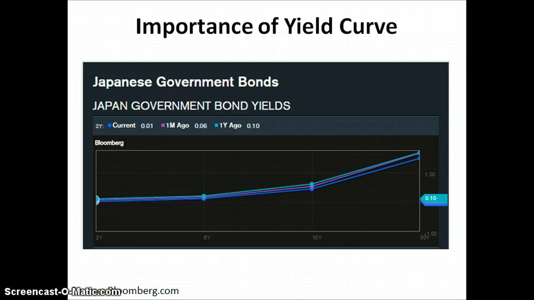Why are yield curves important? Well, at a macro level, it generally helps investors indicate expectations for economic output and growth. For example, this yield curve above for the Japanese government bonds, and you can tell through the three color-coded yield curves from the current yield curve, 1 month ago and 1 year ago.